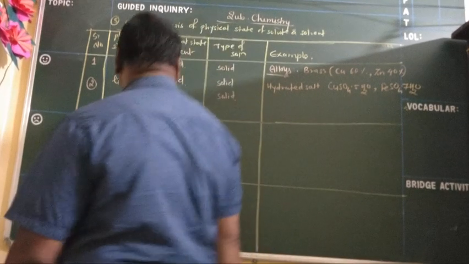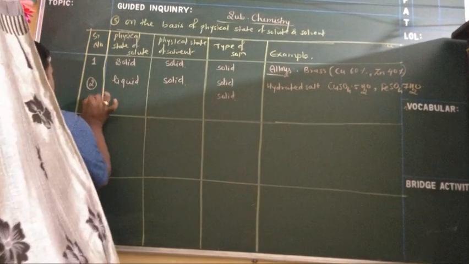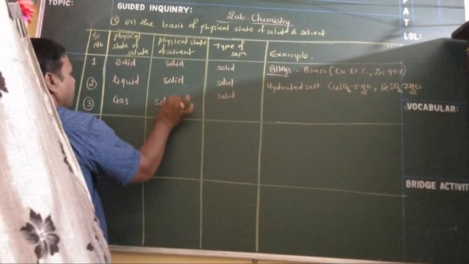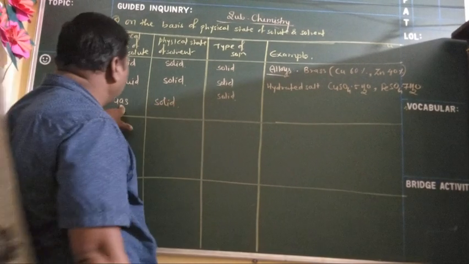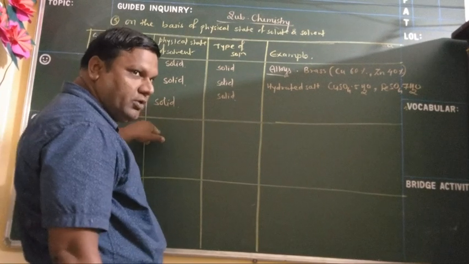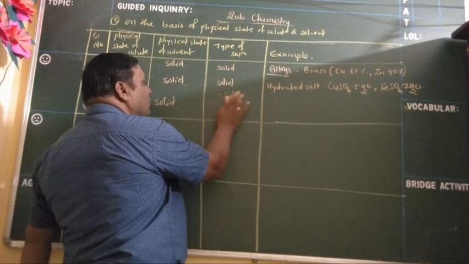Then the third is gas in solid. Gas is in less amount, solid is in more amount. Solute means less, solvent means more. Again it is a solid solution.